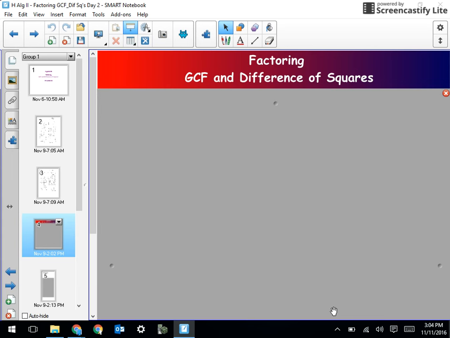Okay, hey everyone, this is factoring day 2 lesson. So today we're going to talk about GCF and difference of squares. Those are two different types of factoring, kind of like a special case type of factoring. Yesterday we covered factoring when it was 3 terms each. Now we're going to talk about some special cases.